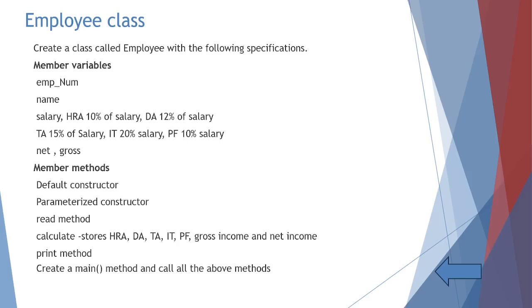IT, income tax, is a deduction, which is, let's say, 20% of the salary. And provident fund, which is a saving, is also a deduction, 10% of the salary. Now, gross would be adding all the variables like salary, HRA, DA, TA, IT, and PF. Net would be perks minus deductions. Now, there are some member methods which we need to create according to the problem statement: default constructor, parameterized constructor, read method, calculate, which stores HRA, DA, and all, print method, and main method, which calls the other methods.